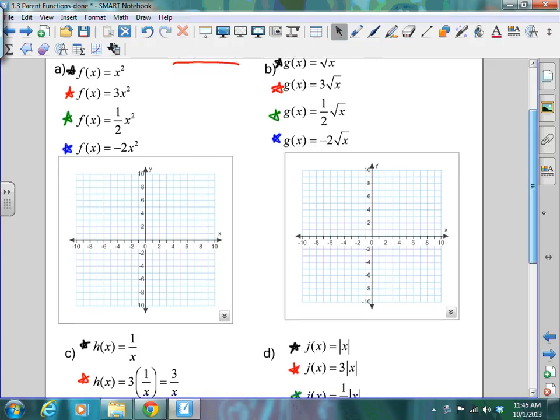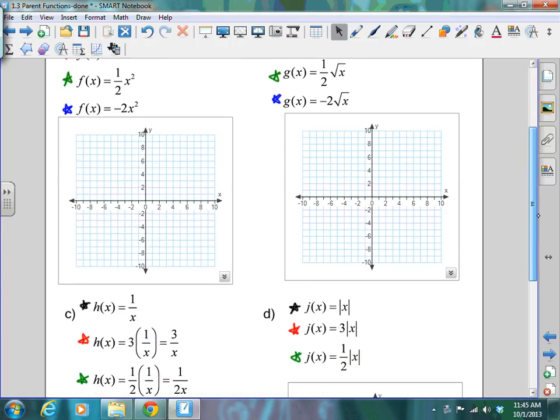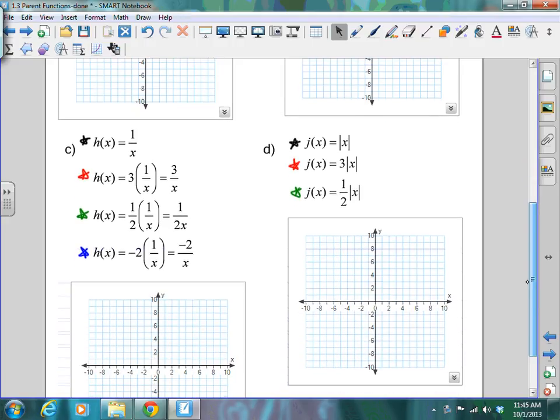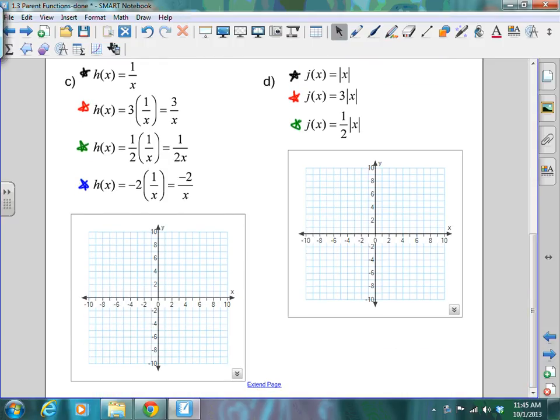So again, A, your parent function is your quadratic. B, your parent function is your square root. C, your parent function is your reciprocal, and D, your parent function is your absolute value. I will post the solutions to this in tomorrow's or next day's lesson.